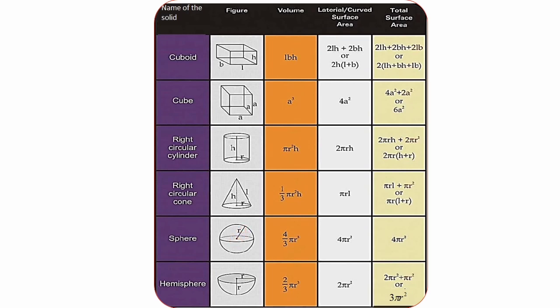Next shape is the sphere, where the radius is represented by the letter r. Then the volume is given by the formula 4 by 3 into pi r cube. Curved surface area is 4 pi r square, and the total surface area is also the same formula, 4 pi r square. Next shape is the hemisphere. Like the sphere, here also the radius is represented by the letter r. Then the volume is 2 by 3 pi r cube, the curved surface area is 2 pi r square and the total surface area is 3 pi r square.